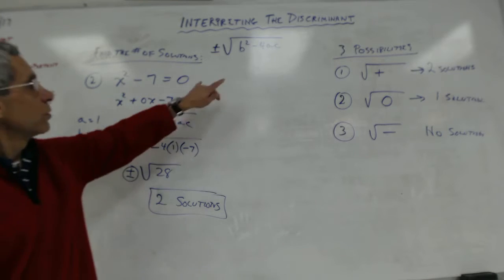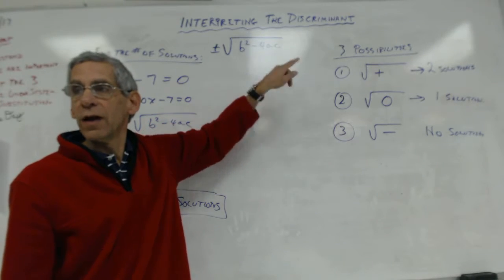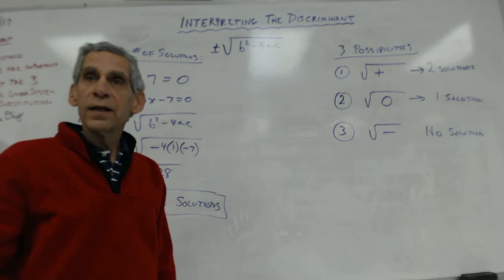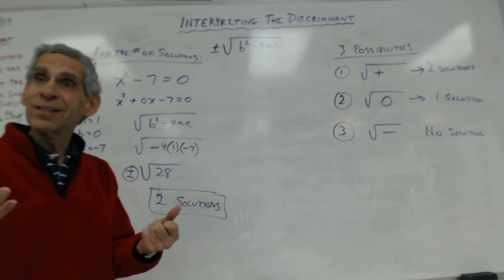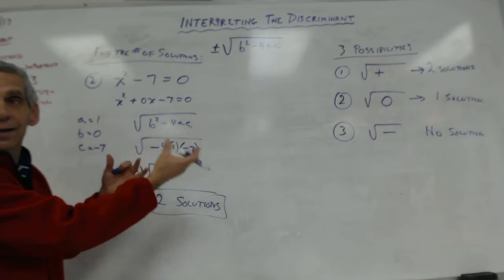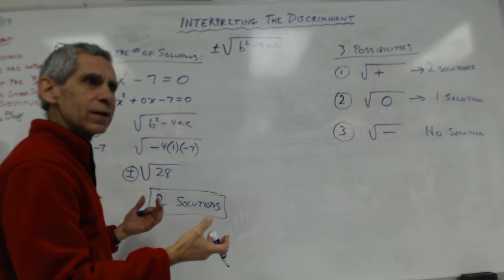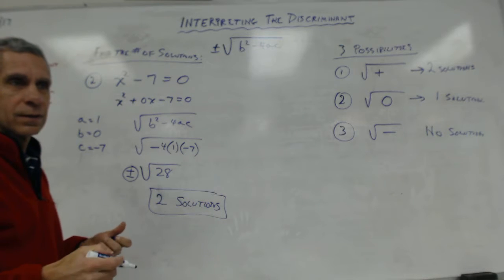So this is called the discriminant, and you have to learn that term. In a way, it's like discriminating between the number of solutions. Does that make sense?